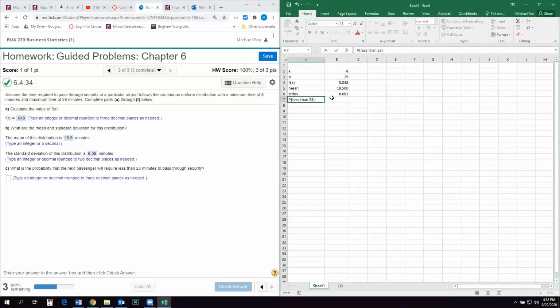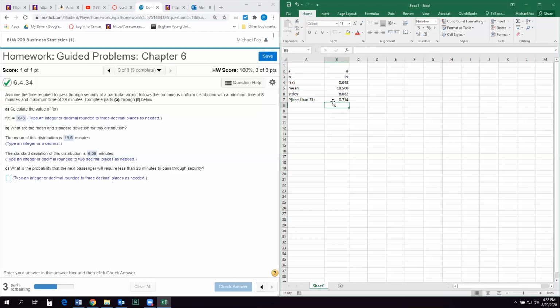I don't know the best way to describe it, so I'll just show you. So if it's 23 or less, we're going to say 23 minus the lowest it can go, which is 8. So that measures from the point of interest, or x, all the way down to the bottom of the distribution at 8. And then we divide that by the whole distribution, or 29 minus 8. Let's keep this consistent. And that gives us our probability that it's less than 23.